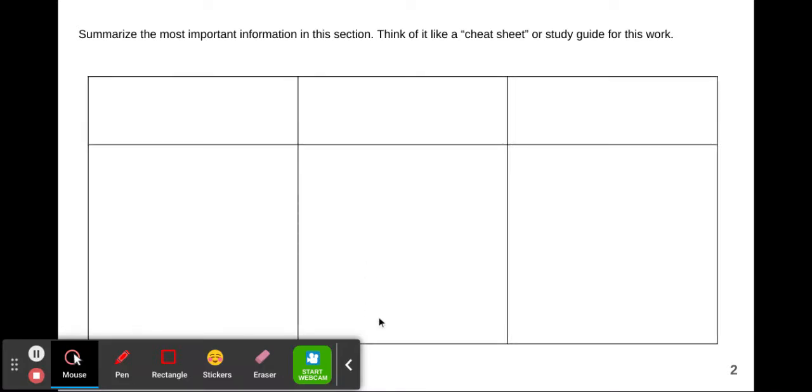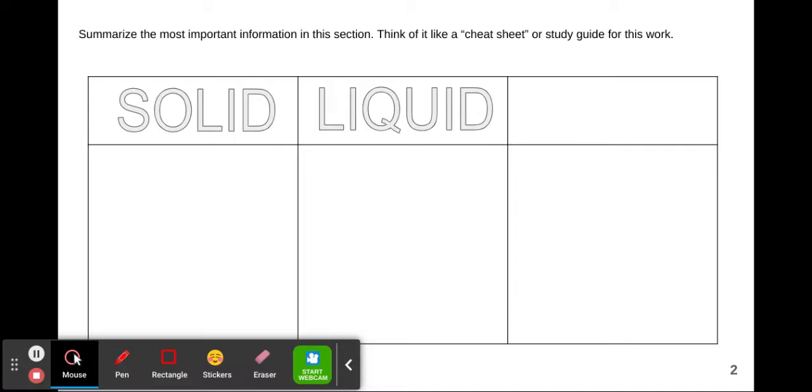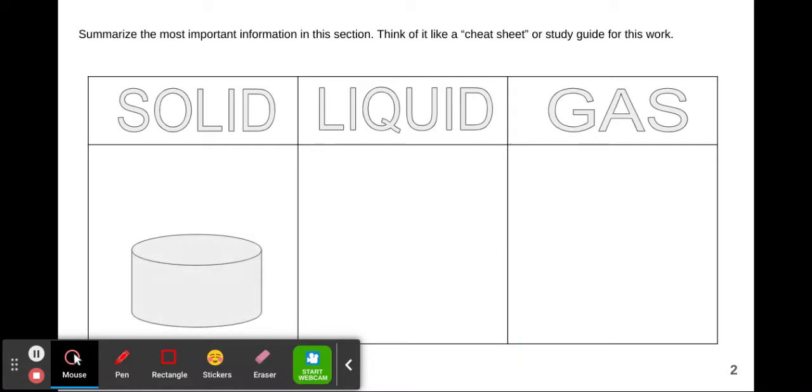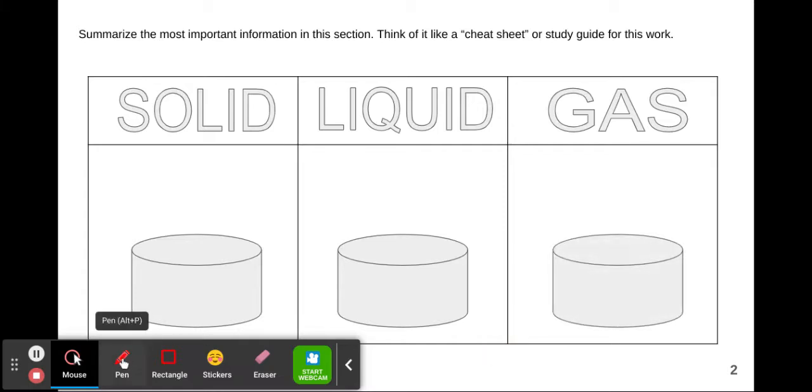So the first step would be to make 3 columns. And remember, you can pause this video whenever you need to so that you can catch up. And we're going to title the columns solids, liquid, and gas. I'm going to go ahead and insert some containers onto our slides so that we can draw how the solid, liquid, and gas particles would look. So go ahead and pause the video if you need to catch up.